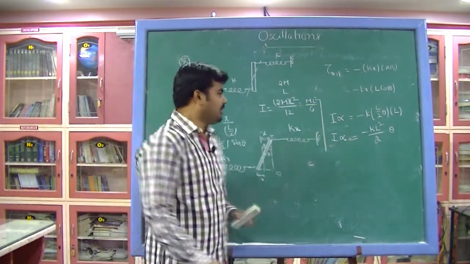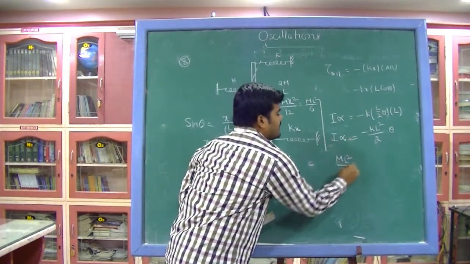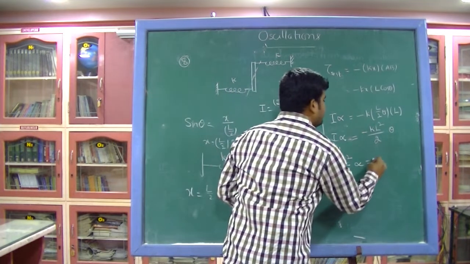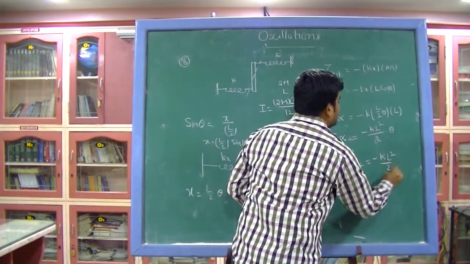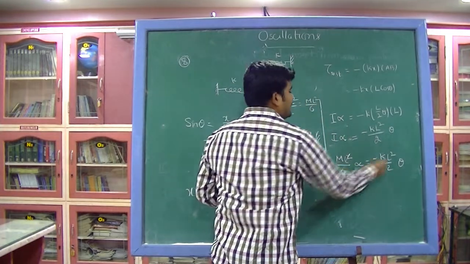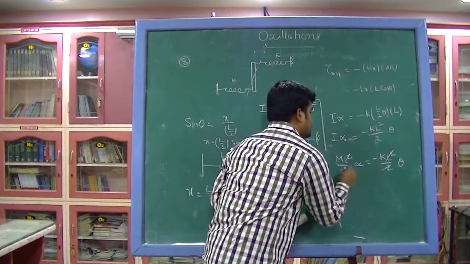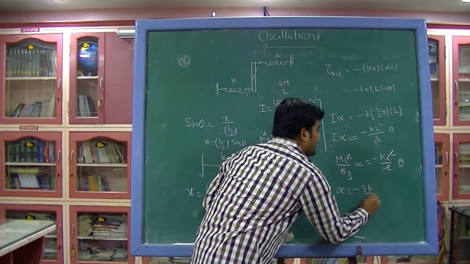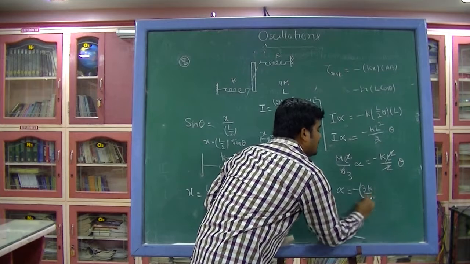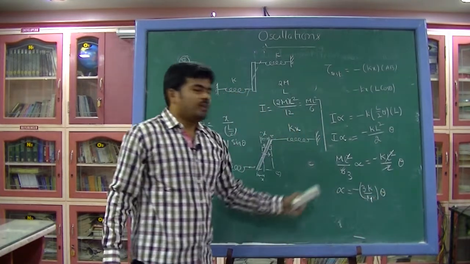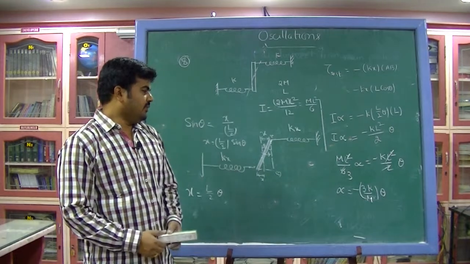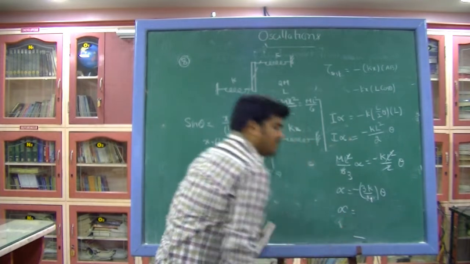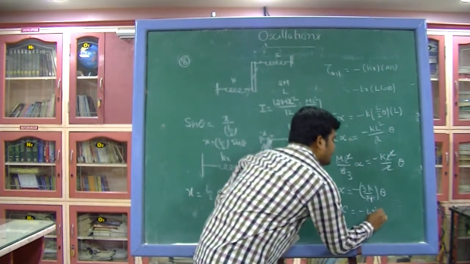Now, use the value here: m L square by 6, which is the moment of inertia, into alpha is equal to minus k L square by 2 into theta. So, here L square gets cancelled. 2 ones are 2, 2 threes are 6, then alpha is equal to minus 3k divided by m into theta. Now, just compare this equation of angular acceleration of oscillations with the standard equation of SHM that we already studied, that is alpha is equal to minus omega square theta.